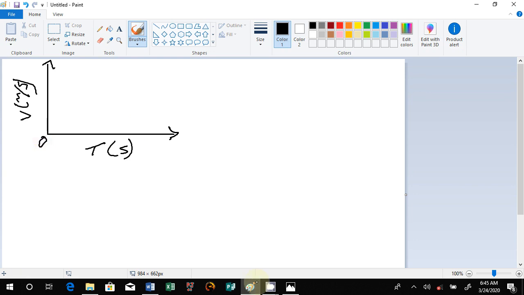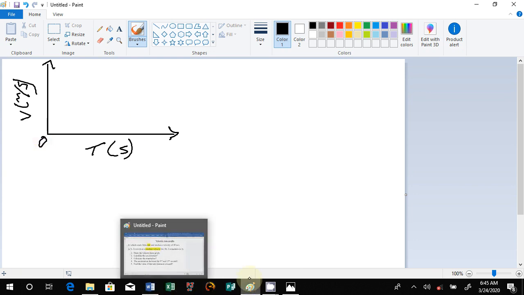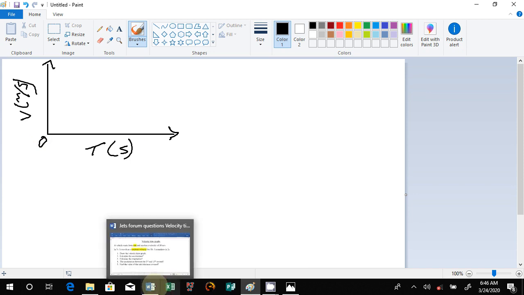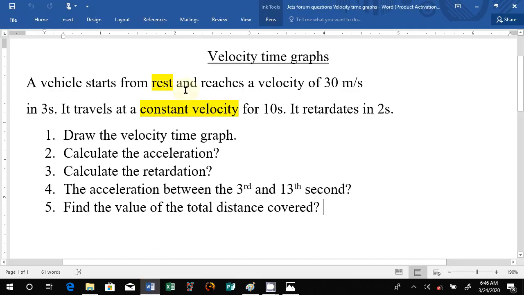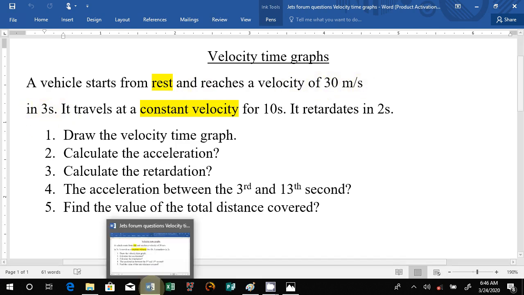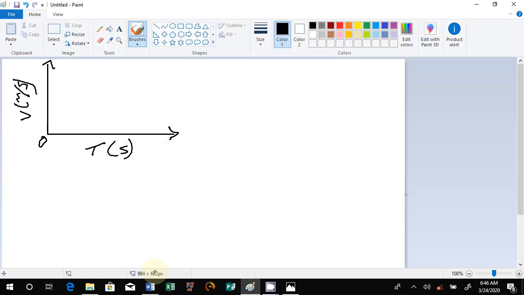Then we go to the next part. We read through the question so that we see what the question offers. The question says it reaches a velocity of 30 meters per second in 3 seconds, and that is very important. 30 meters per second in 3 seconds. If you wanted on the velocity side, you can go 5, 10, 15, 20, 25, 30. But I'll just do it in a shortcut. I'll just put 30 there.